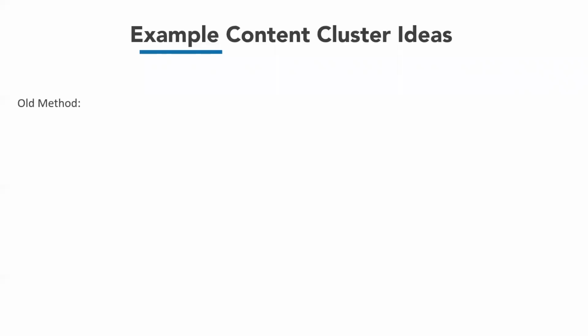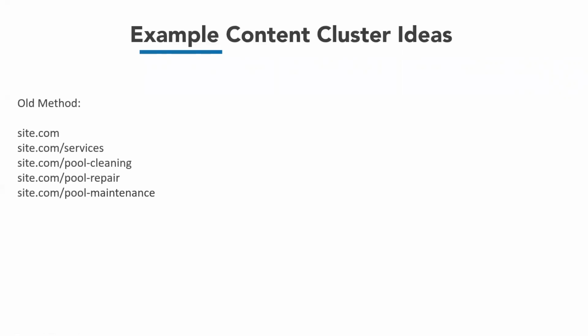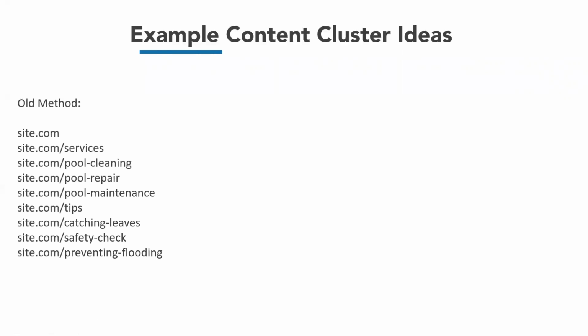So here's some example content cluster ideas. The old method, of course, as we talked about earlier, even evolved, is flat, right? So here's a pool service company, site.com, services, pool cleaning, pool repair, pool maintenance. There's a tips page, catching leaves. It's not organized in any way. It's just a bunch of content, but at least it's search engine friendly. It might not be optimized for search, but it's search engine friendly.